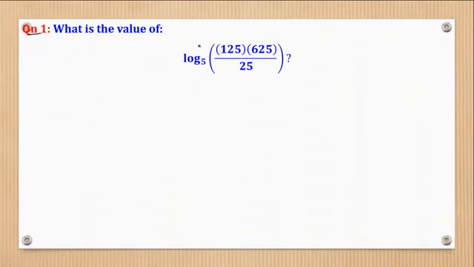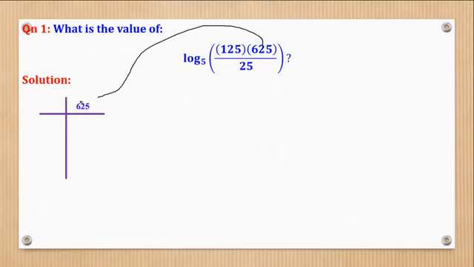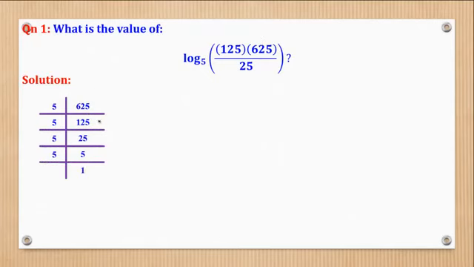So question 1 says, what is the value of this? So first thing to do, I think you realize that here it is base 5. So you have to prime factorize this with a base of 5. The biggest is 625, so that's what I shall start with. Divide by 5, you get 125. Divide by 5, you get 25. Divide by 5, you get 5. Divide by 5, you get 1. So that means 1, 2, 3, 4, 625 is equal to 5 to power 4.